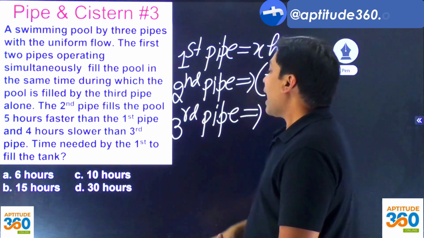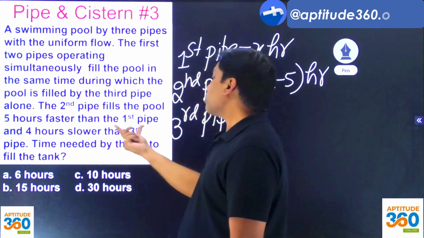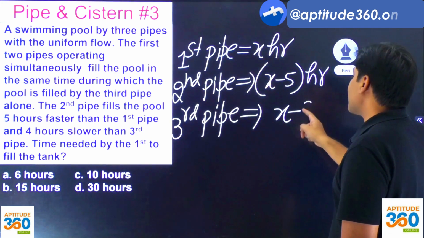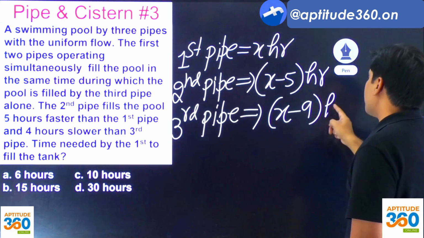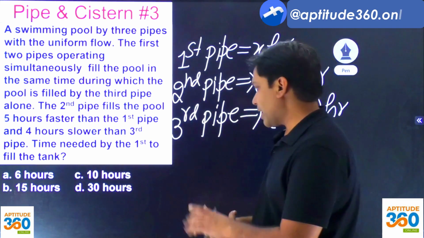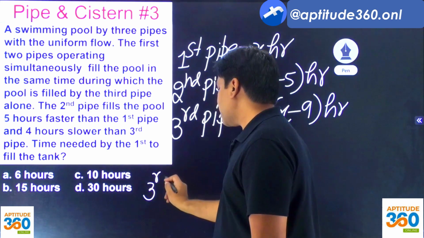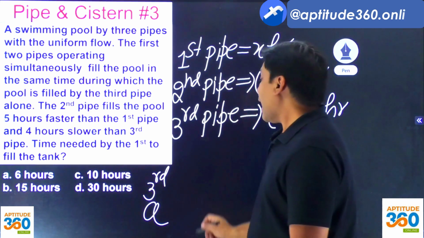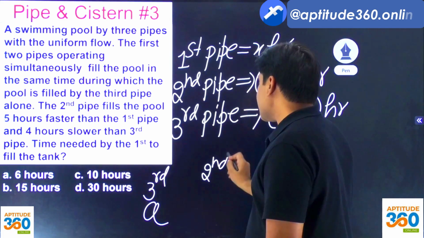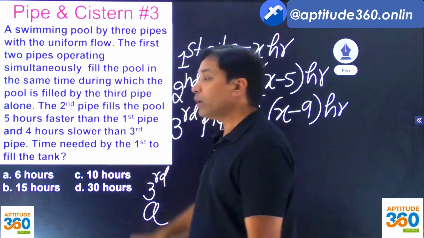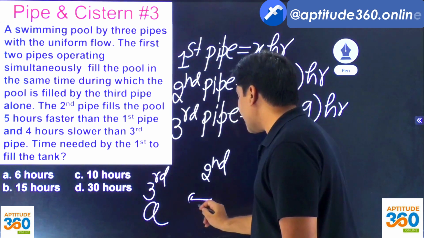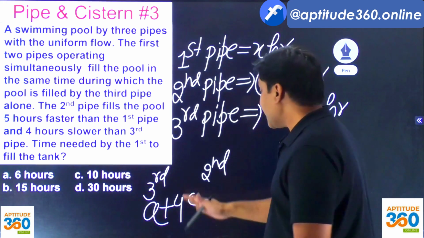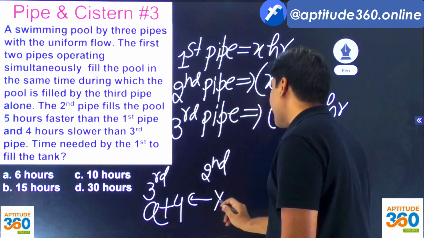Understand? And it says that it is 4 hours slower than the third pipe. So I would write this as X minus 9 hours. But if you really want to understand how did I write that, understand. This is the third pipe. Third pipe मान लो A hours में भर देता है. Is that okay? And the second pipe is 4 hours slower. So second pipe को जो समय लगेगा वो कितना लगेगा? A plus 4 hours लगेगा. Do you understand this? And A plus 4 is given to you as X minus 5.